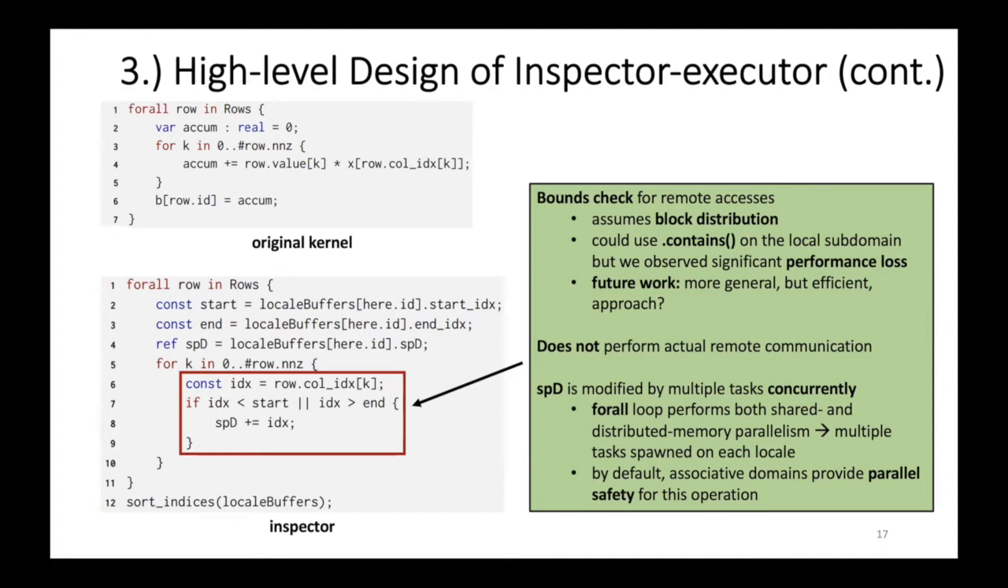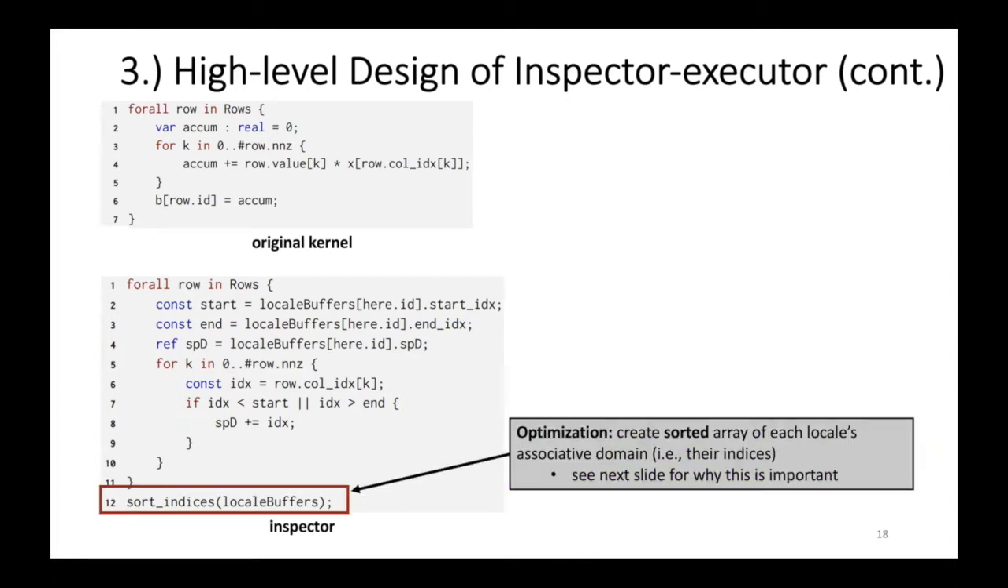The last thing is the associative domain, SPD, is going to be modified concurrently by multiple tasks, because this forall loop is going to be spawning multiple tasks per locale. But by default, associative domains have parallel safety enabled, so this is okay. At the end of the talk, we'll talk about how this can actually slow things down and ways we can speed it up. And the last thing to mention with the inspector is this kind of micro optimization. We're going to take each locale's associative domain, pull out the indices, the keys, and create a sorted array of those indices. In the next slide, we'll see how that helps.